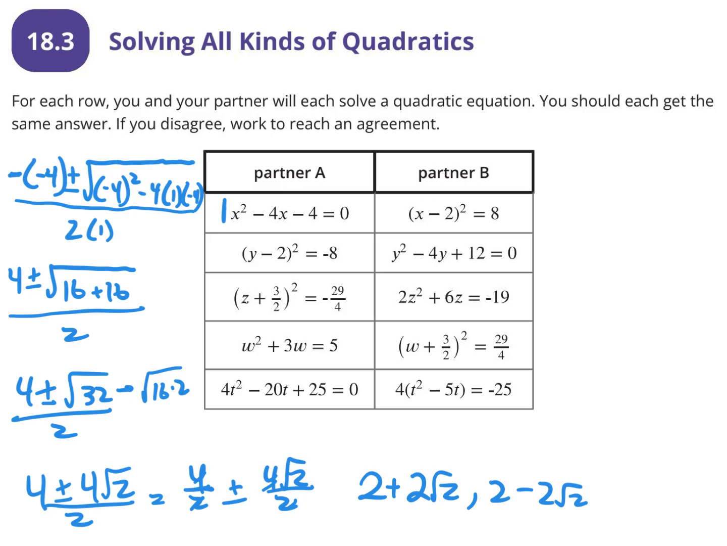All right, on the right side, I can just square root both sides. If I square root both sides, I get x minus 2 is equal to plus or minus the square root of 8, which is 4 times 2, so that's 2 root 2. I add 2 to both sides. I get x is equal to 2 plus 2 root 2, and x is equal to 2 minus 2 root 2.